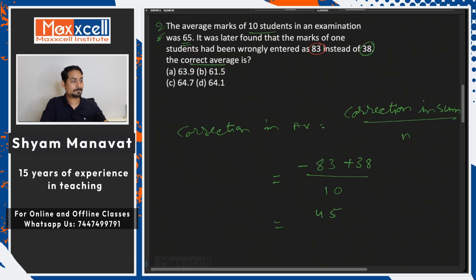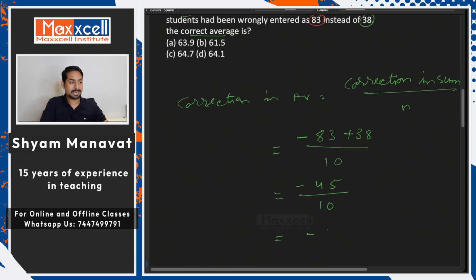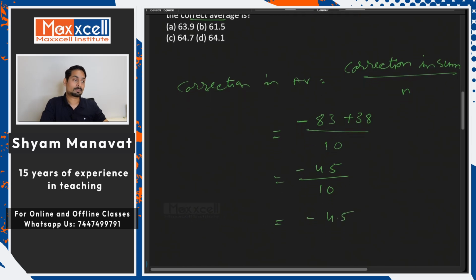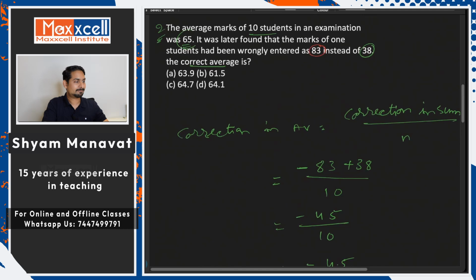Yes, 45, and with the negative sign, because 83 is the bigger number, negative, divide by 10. What is the correction in sum? Minus 4.5. What was the average given earlier? Average given earlier was 65.